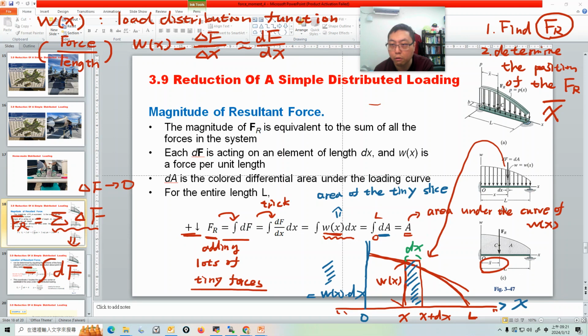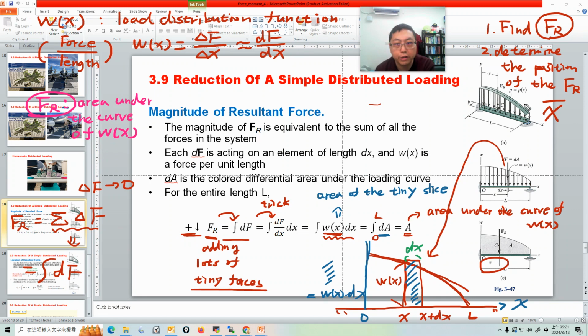So let's write a small conclusion here. First of all, our goal: what is FR? FR is the area under the curve. I shouldn't use this color. Is there a better color? What is this FR? It is the area under the curve of w(x). Okay, that's the first thing we got.